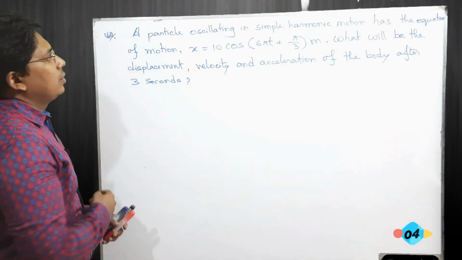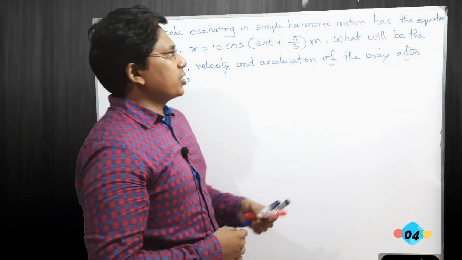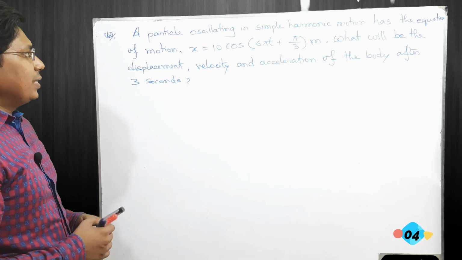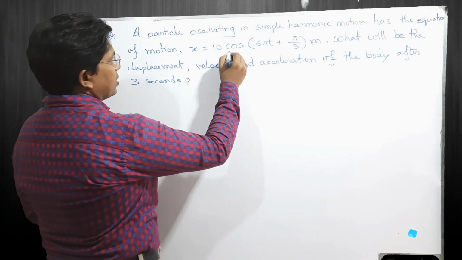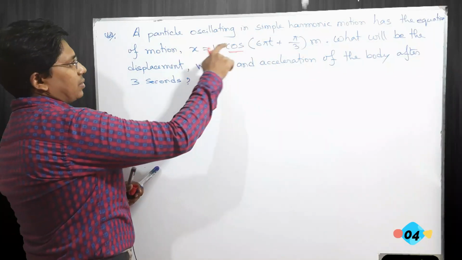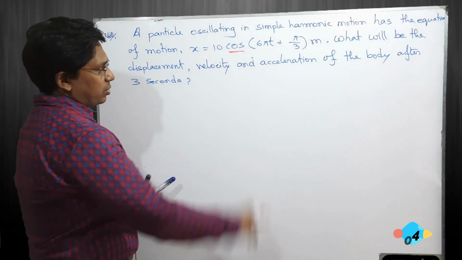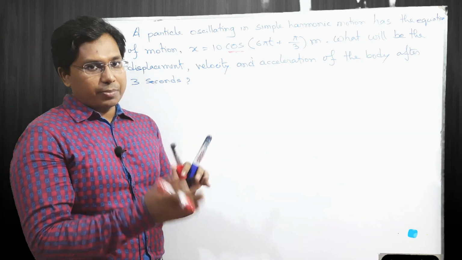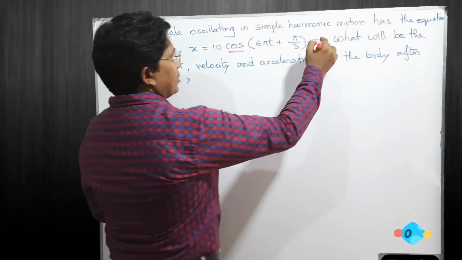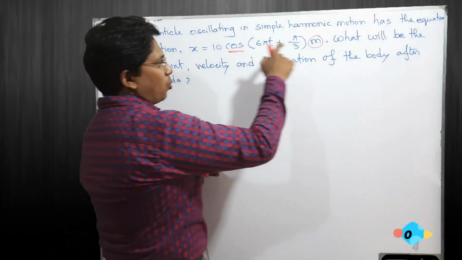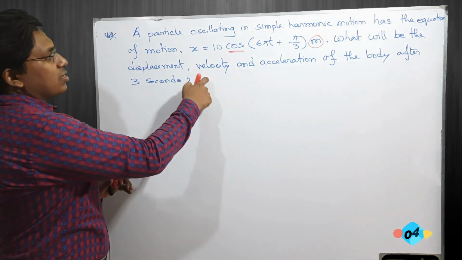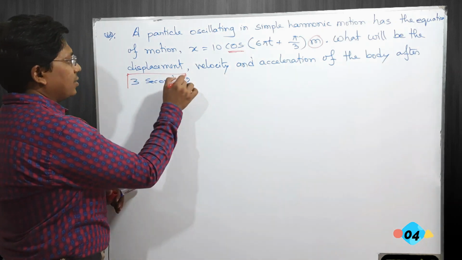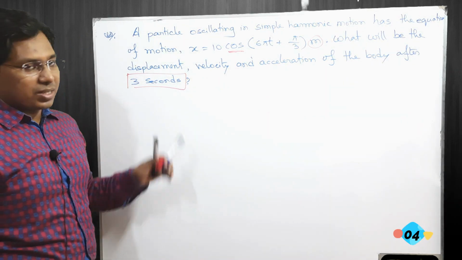A particle oscillating in simple harmonic motion has the equation of motion x equal to 10 cos. The special thing is that here displacement is expressed by the cos equation. It is possible to express displacement by sine and also by cos. This meter is the unit of the displacement. What will be the displacement, velocity and acceleration of the body after 3 seconds? This is the only data given: time is 3 seconds.